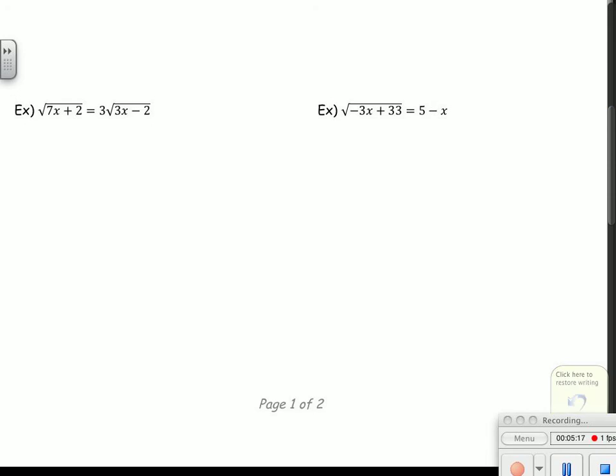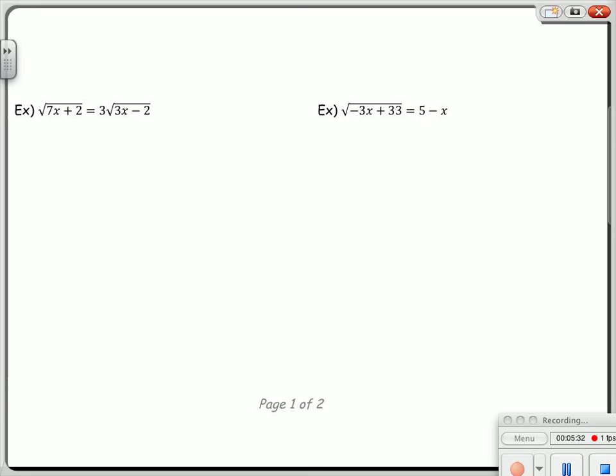With this example, you can't isolate a single radical because there's one on each side, but they are as isolated as possible. So you take a look at your index. You're working with square roots, so the index is 2. So you're going to raise both sides to the second power. Notice I include the coefficient of 3 on the right-hand side of the equation in my squaring. The left-hand side is just the radicand, 7x plus 2.